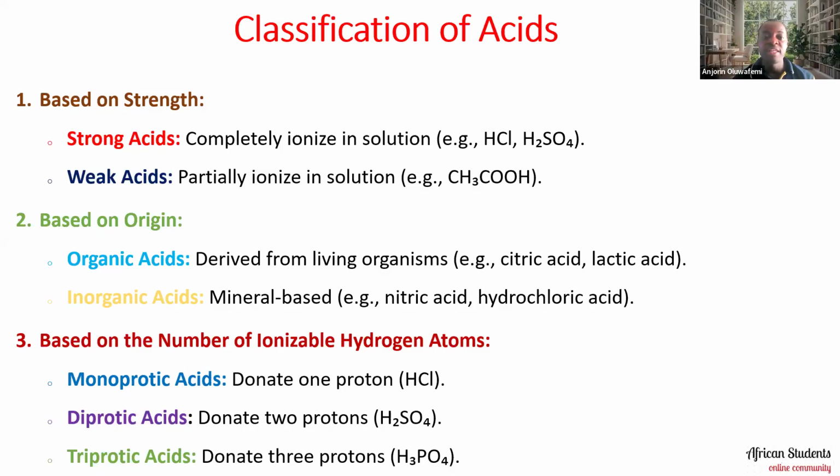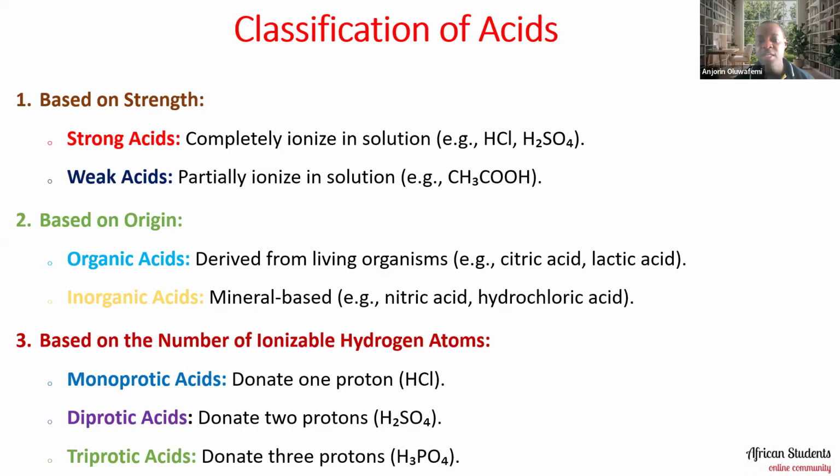We can also classify them based on the number of ionizable hydrogen atoms that they have. When you have an acid that donates 1 proton, 1 hydrogen, we refer to such an acid as a monoprotic acid. An example of a monoprotic acid is HCl. It donates just 1 proton.